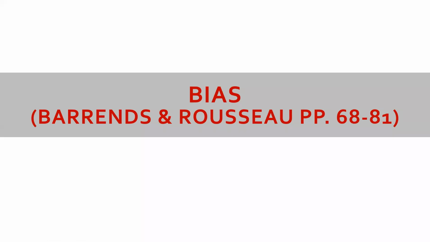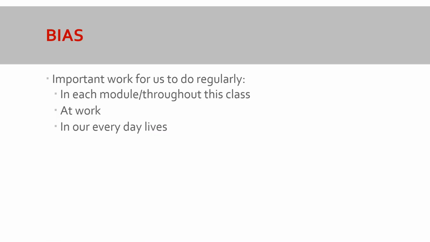Hello. This lecture video discusses bias, which Behrens and Russo discuss in pages 68 through 81 of the textbook. You might be wondering why we've jumped to chapter 4 to start our discussion of bias and how it relates to evidence-based decision-making. You might have noticed in chapter 2, the authors discuss assumptions, which can lead to bias. And in chapters 3 and 4, the authors cover additional portions of bias as well. We'll cover those in a future module.